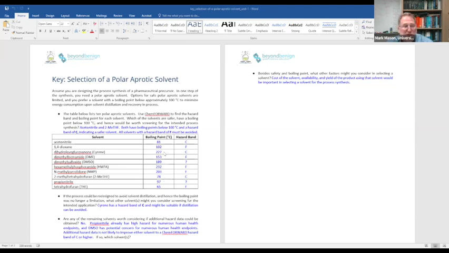But you see that the styrene, which is a very hot solvent right now, and you hear a lot about it, has a very high boiling point. So we would exclude that. Okay. Anyone have any problems finding some of that information?